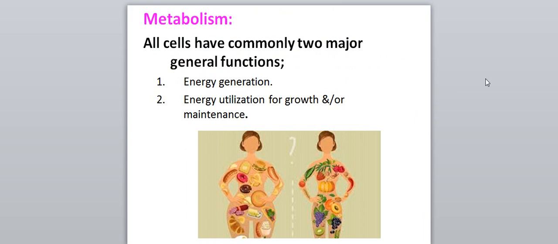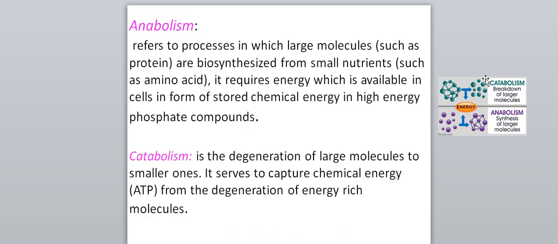First of all, now, what is metabolism? All cells have two major general functions: energy generation and energy utilization. Generation of energy from the food taken orally or even parenterally. And then how can we use the energy produced from this food? It should be utilized for growth and maintenance. How can we assess this utilization?